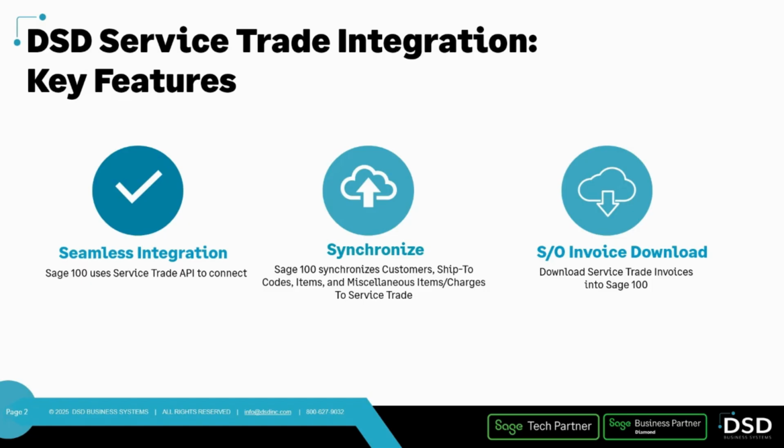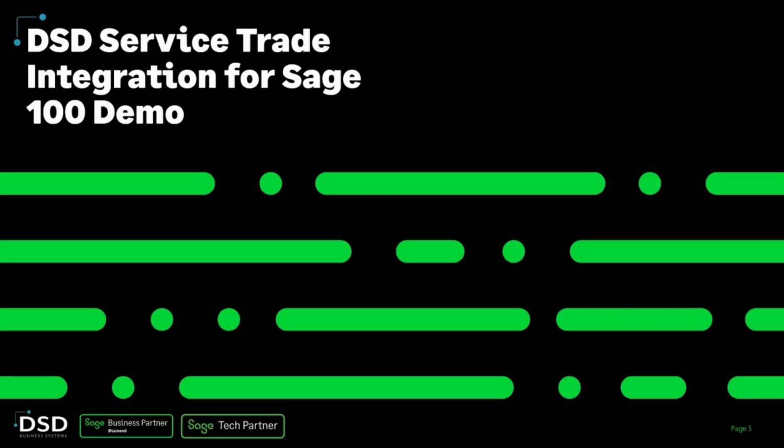So within ServiceTrade, you can again create technicians. You can create jobs for your customers that will service a specific item. That technician will have appointments for the job, will use items and services, and then ultimately will create an invoice within ServiceTrade. So the final piece of this integration is that you can then download those invoices from ServiceTrade into invoice data entry in Sage 100.